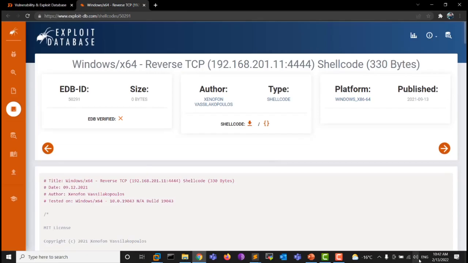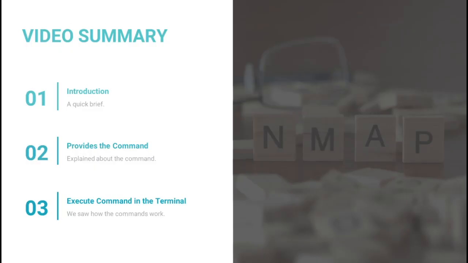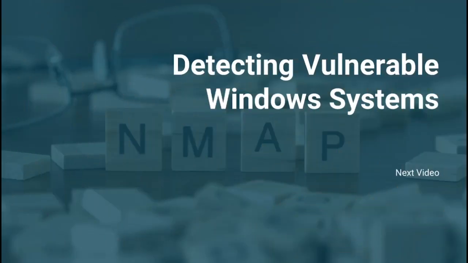And yeah, that's it. We have a quick brief on why this website is very important. I'm going to show you one example on a real VNC, and show you the commands and how to execute it in a terminal. In the next video, we're going to be talking about detecting vulnerable Windows systems, using commands in our Kali Linux. Good luck.